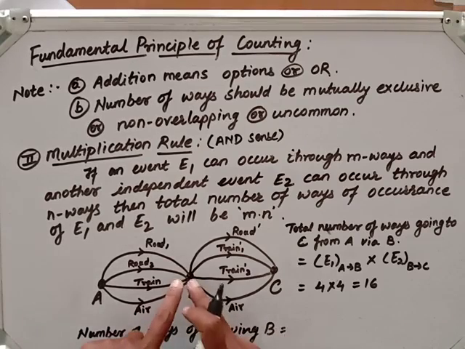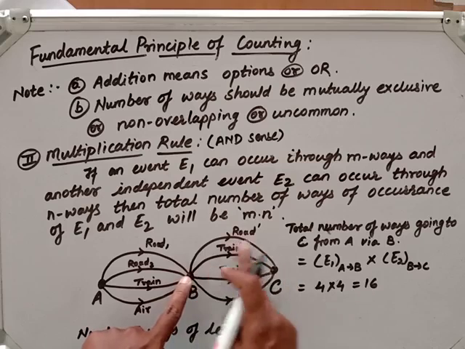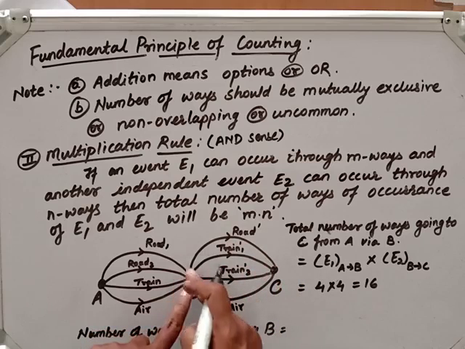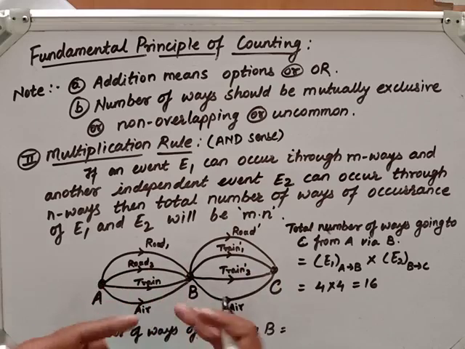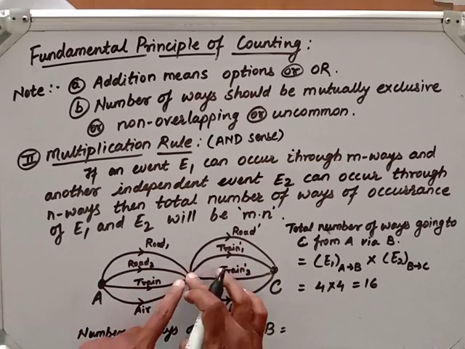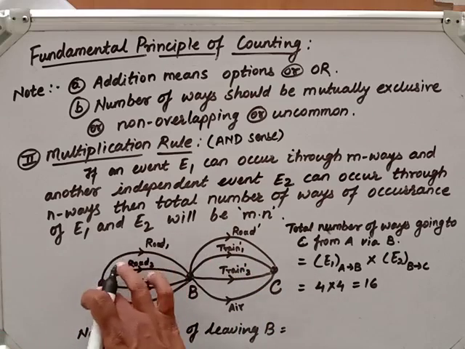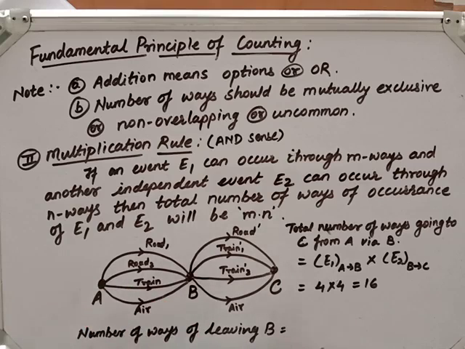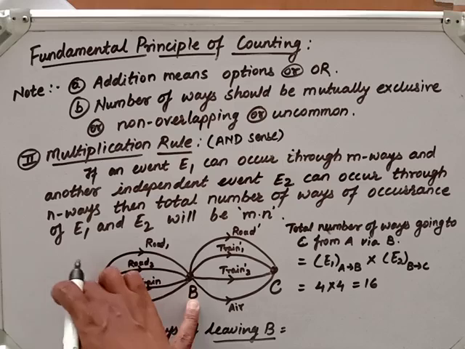B. So to leave B, to go to this side there are 4 ways, and to go to this side there are 4 ways. Now it is our choice. Either we have to go to C or we have to go to A. So here the sense of "or" is there. Leaving B, everyone takes their choice, either they go to C or they go to A.